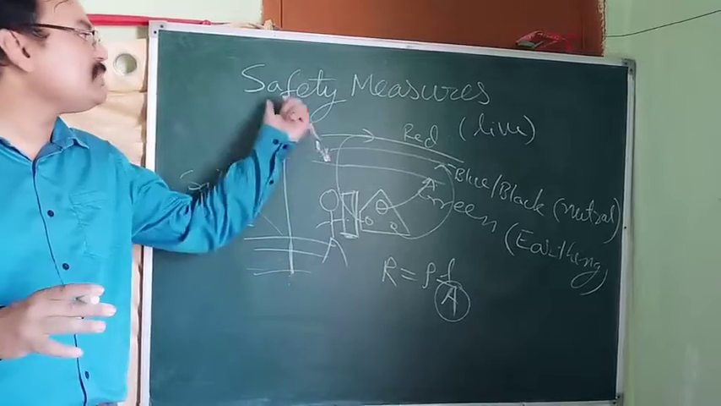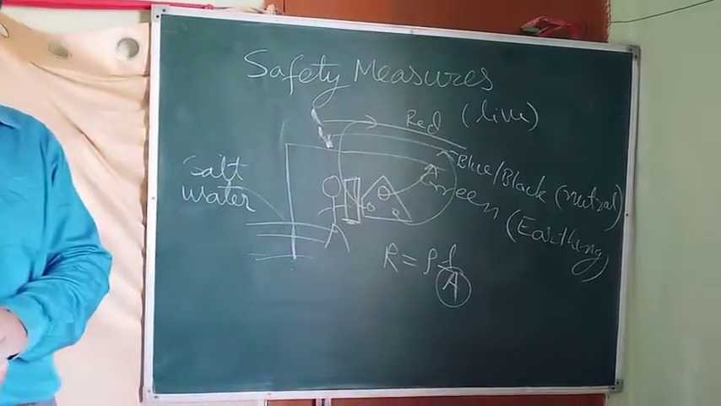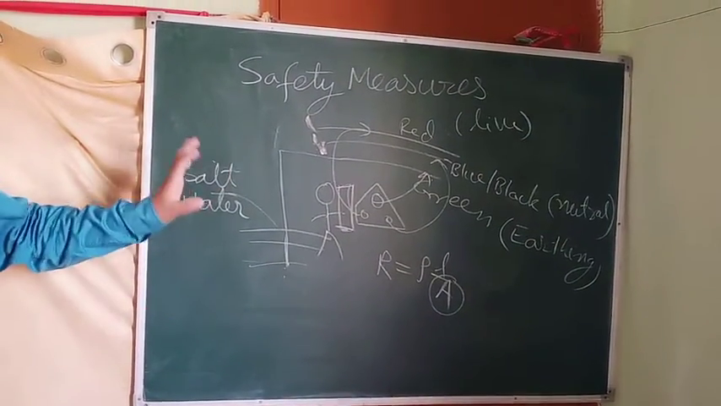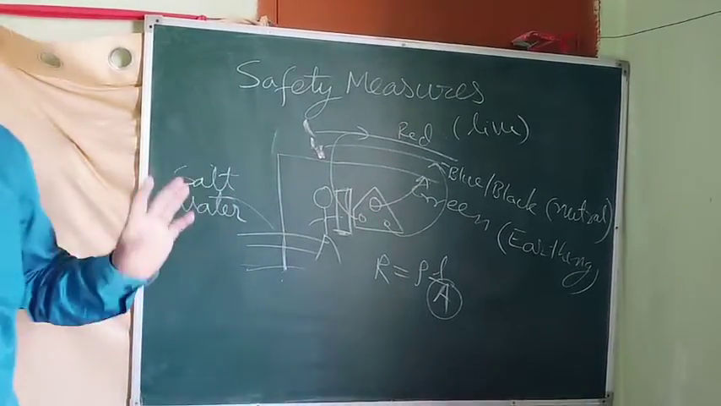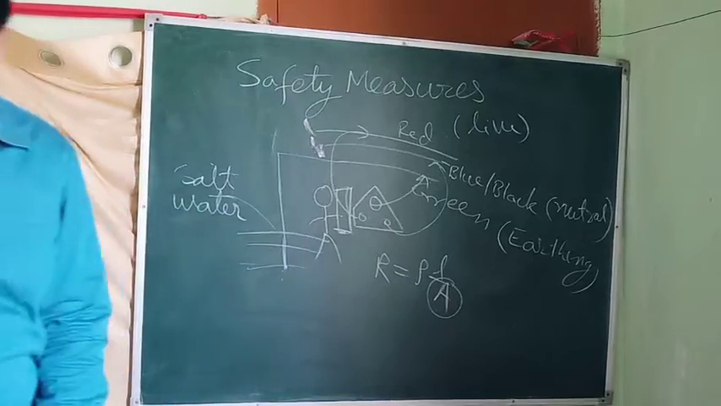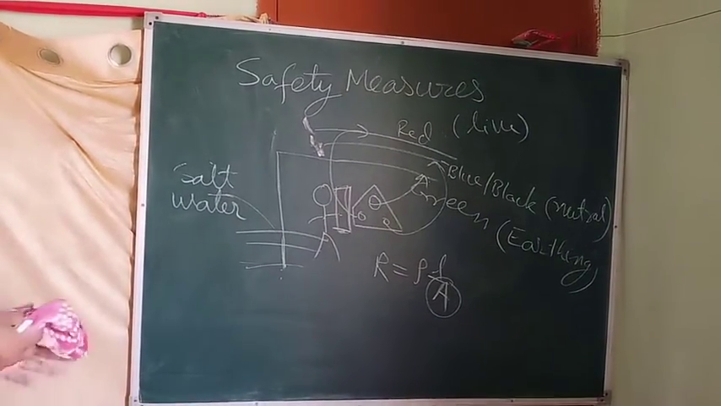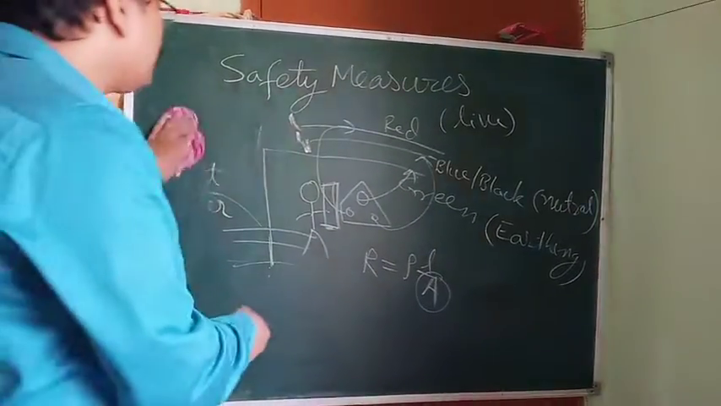So earth is a safety device. Earthing is used to protect people from getting shocked, and that's why you find 3-pin plugs. Now another safety device which is very important, that is called fuse.